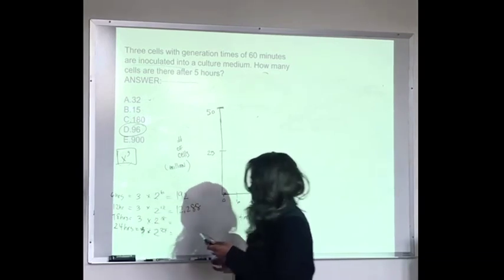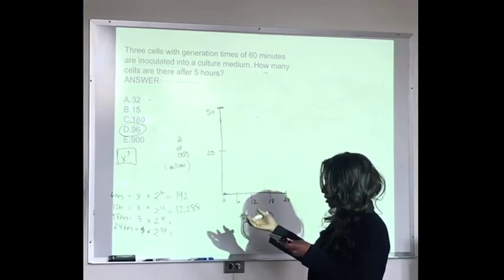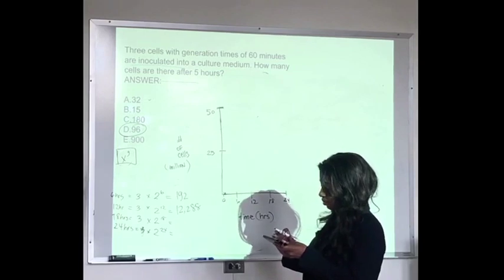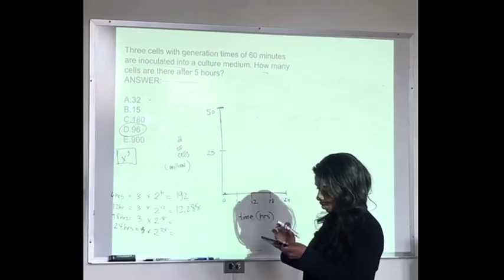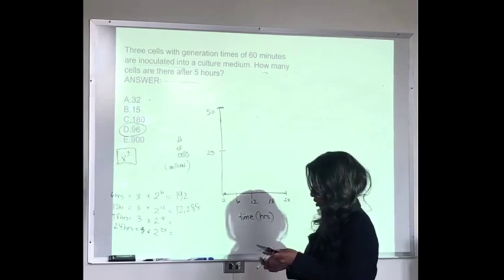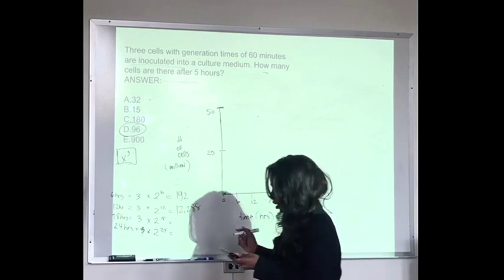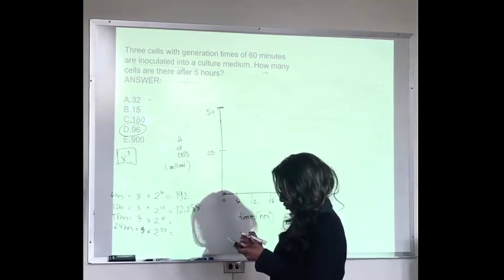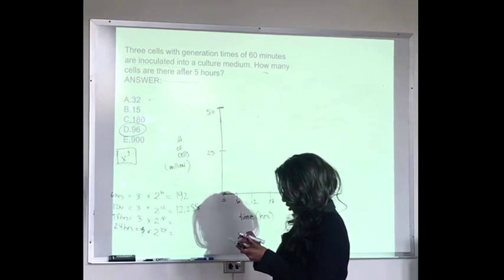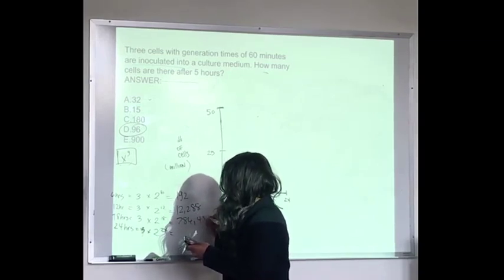And then after 18 hours, or 18 generations, I'll do the same thing. So 2, pressing that symbol on the calculator, then putting in 18. That gives me 262,144, and I'm going to multiply that times 3, which should give you about 786,432 cells.